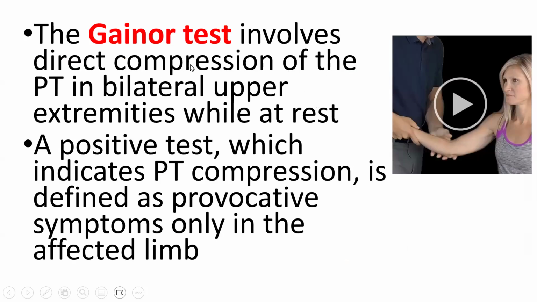What about the Gaenslen test? It involves direct compression on the pronator teres. You see the thumb where it is. The pronator teres is over here. So this will give pain. They will have a positive test, which indicates pronator teres compression, and is defined as provocative symptoms only in the affected limb.